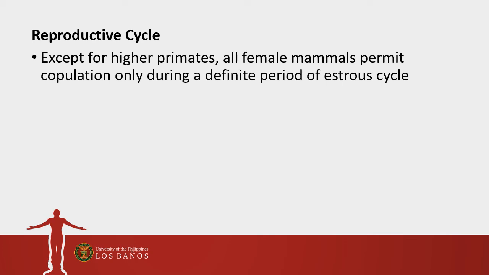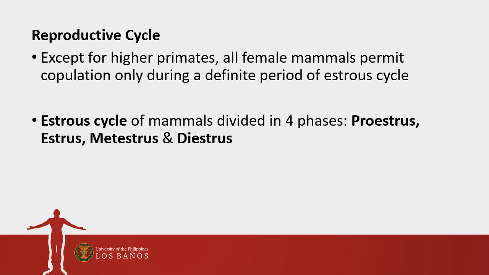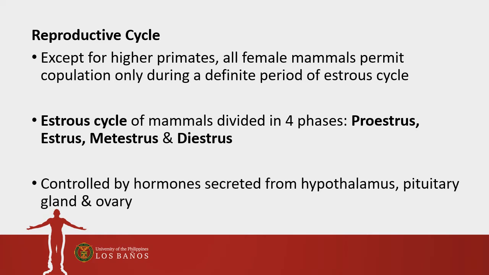Except for higher primates, all female mammals permit copulation only during a definite period of the estrus cycle. The estrus cycle of mammals is divided in 4 phases: the proestrus, estrus, metestrus, and diestrus. It is controlled by hormones secreted from the hypothalamus, pituitary gland, and ovary.